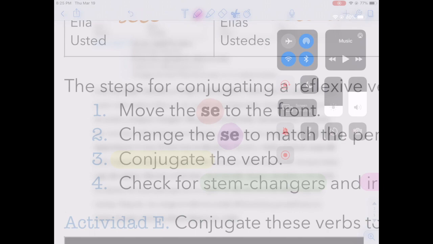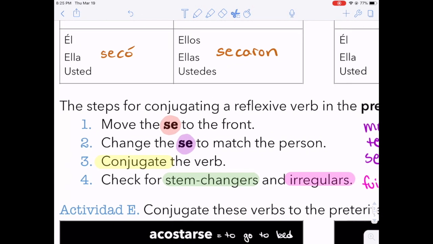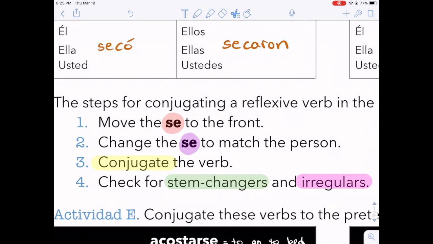Alrighty, so the steps for conjugating a reflexive verb in the preterite tense. Again, we move the se to the front, change the se to match the person, conjugate the verb, and then check for stem changers and irregular verbs. So let's walk through them and see how you did. If at any time I'm going too fast, you can, of course, pause the video, rewind, and check your work as you go.